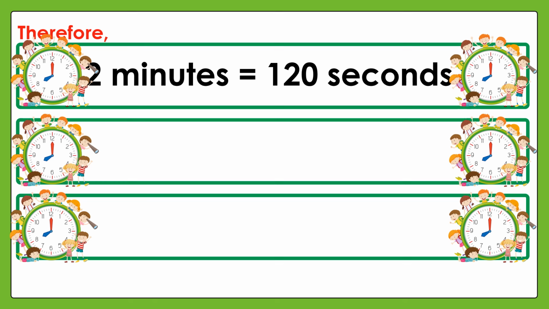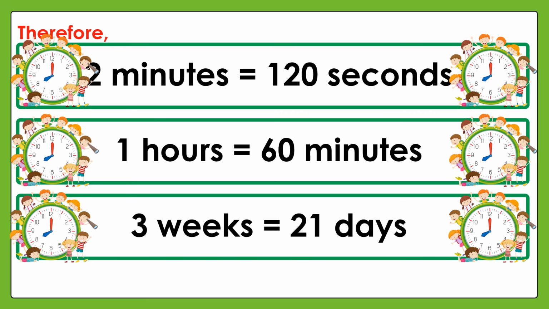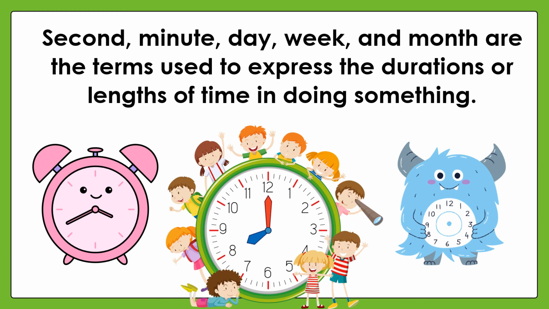Therefore, 2 minutes is equal to 120 seconds. 1 hour is equal to 60 minutes. And 3 weeks is equal to 21 days. Second, minute, hour, day, week, and month are terms used to express the duration or length of time in doing something.